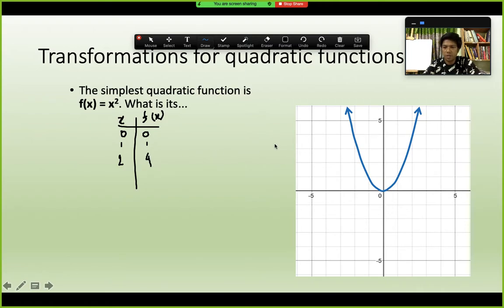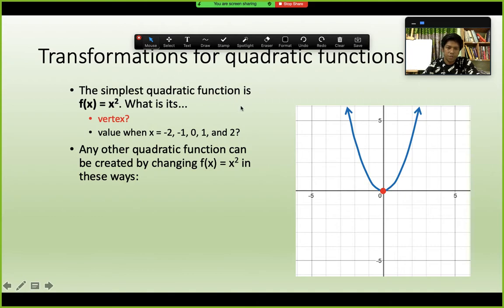So this way, if you continue, if x equals 0, 0. If x equals 1, 1. If x equals 2, the answer is 4. See? And if x equals minus 1, the answer is plus 1. If x equals minus 2, the answer is plus 4. So this is the point minus 1 comma plus 1. This is minus 2 comma plus 4. Then if you join all the points, you will get this graph. So this way you can show that this is the exact graph of this function.